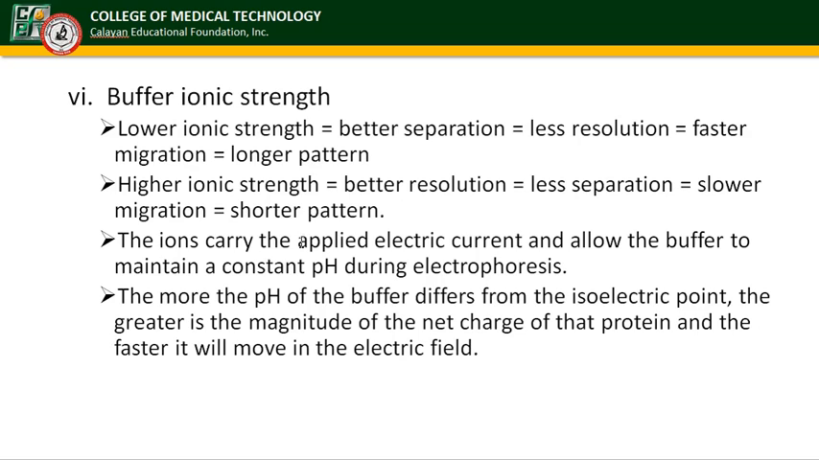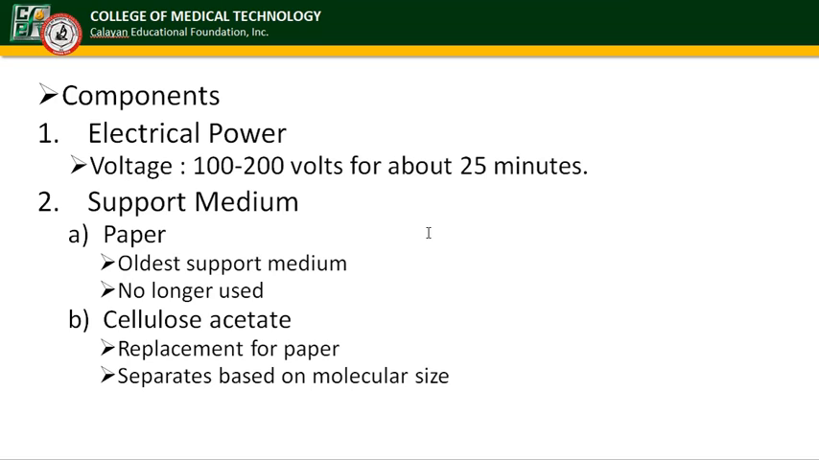So, the ions carry the applied electric current and allow the buffer to maintain a constant pH during the electrophoresis. The more the pH of the buffer differs from the isoelectric point, the greater the magnitude of the net charge of the protein and the faster it will move toward the electric field. So, depende sa ating buffer yung kanya ding migration. Okay, next is the components of our electrophoresis.